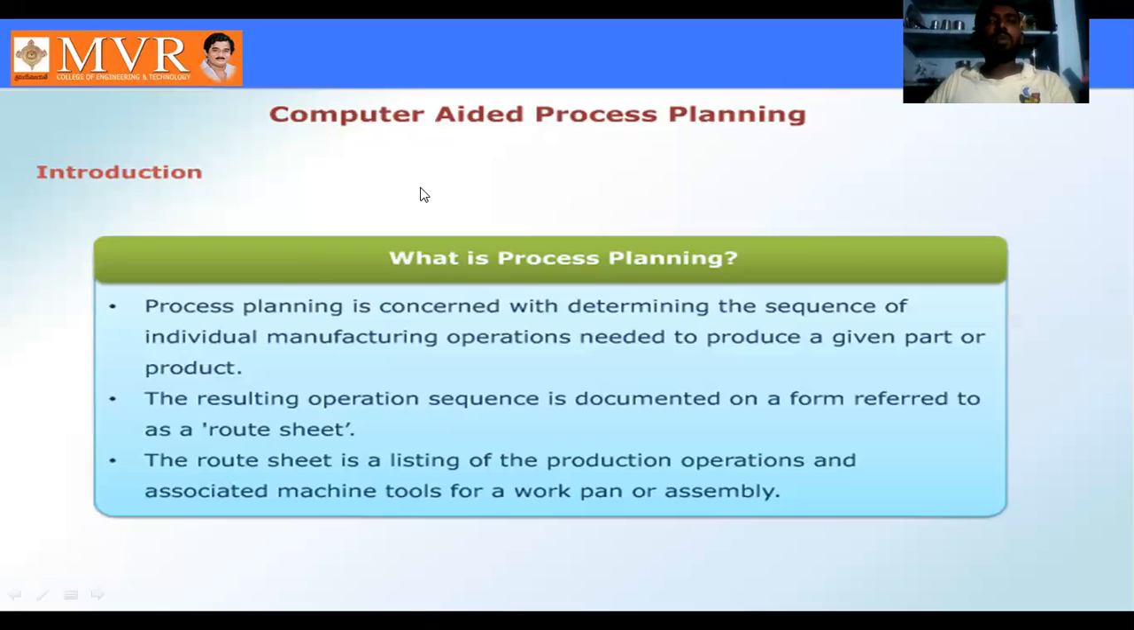So this one we can call computer aided process planning. Determining the sequence of individual manufacturing operations needed to produce a given part or product is known as CAPP. The resulting operation sequence is documented on a form referred to as a route sheet.